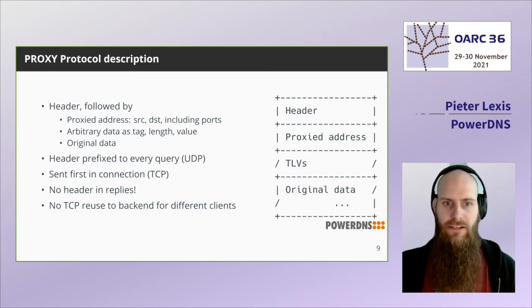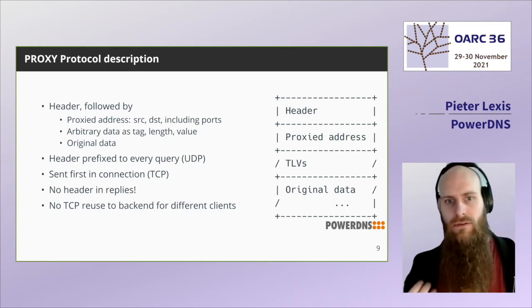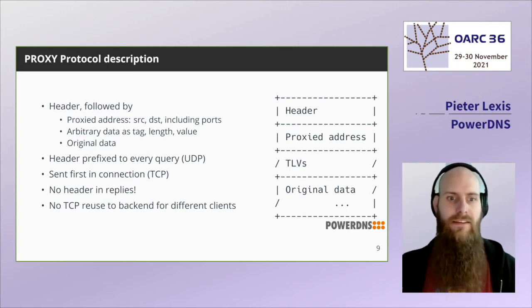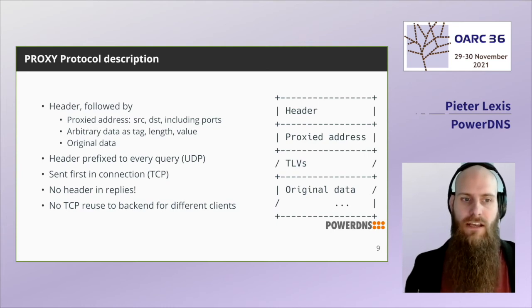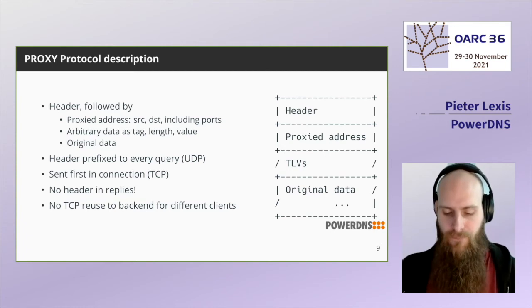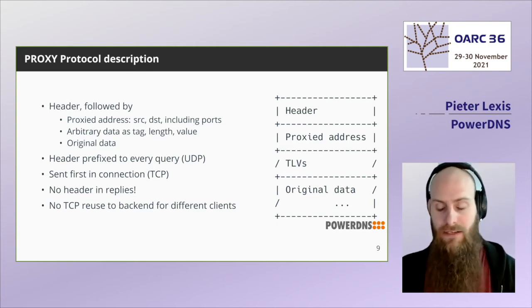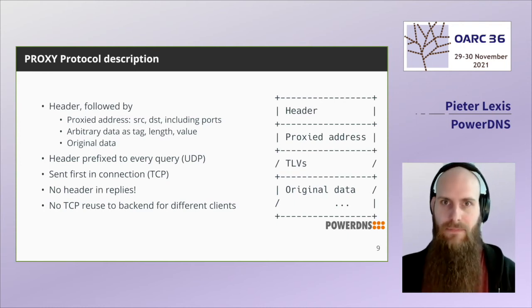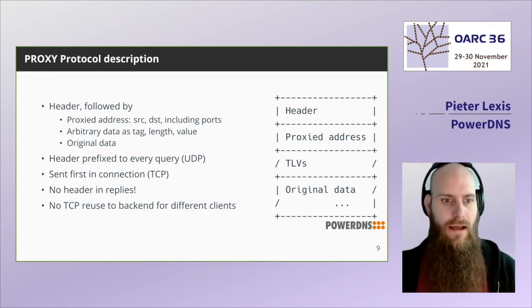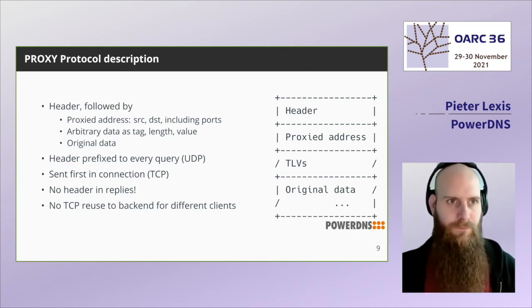The header is prefixed for every query over UDP. And when you do a TCP connection to the backend, the header is sent only once at the beginning of the TCP connection. This data is valid for the entire TCP transaction, even if there are multiple queries over that connection. There's no header in the reply, so there is no information from the backend going back to the proxy. And as I said, there is no TCP reuse to the backend if you have different clients.